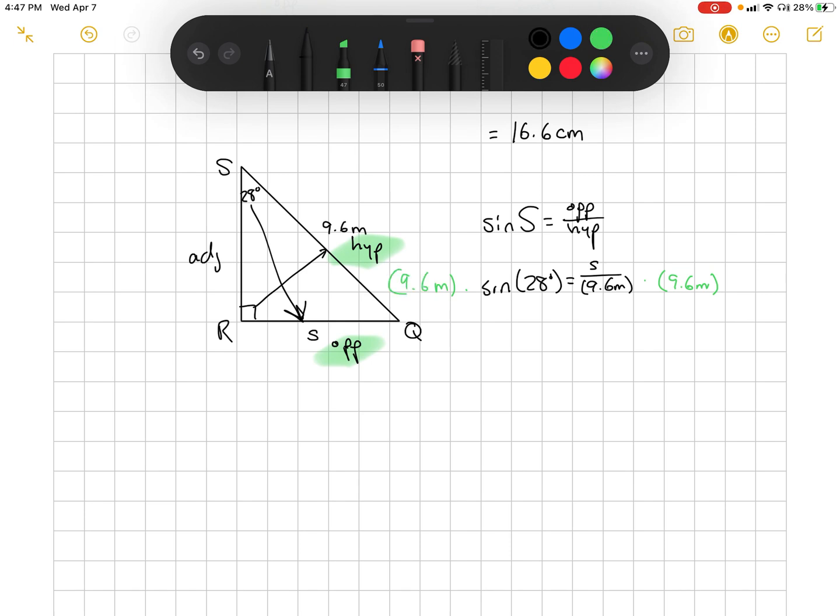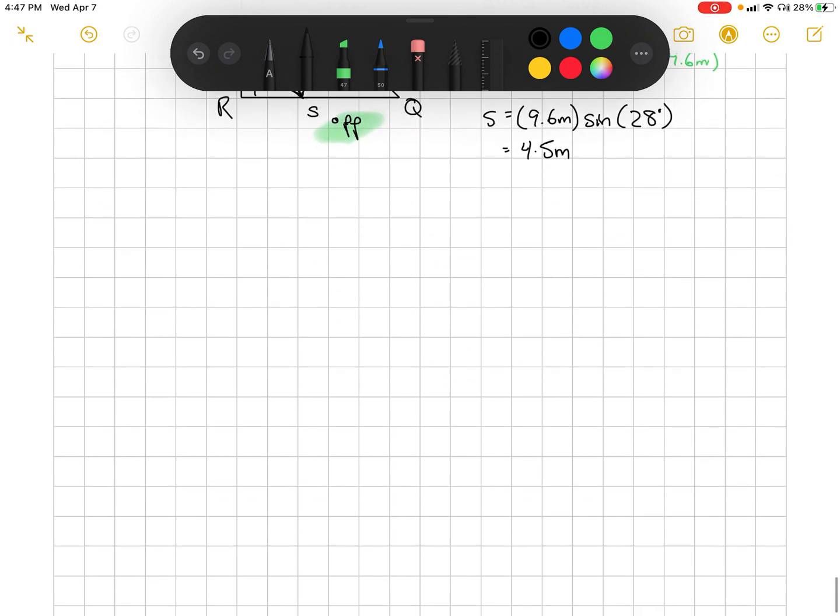And that gives you s equal to 9.6 meters times the sine of 28 degrees. Plug it into your calculator, it should give you 4.5 meters, like so. Okay, another one. Notice that the steps remain the exact same. We're just changing the formula, depending on the reference angle.